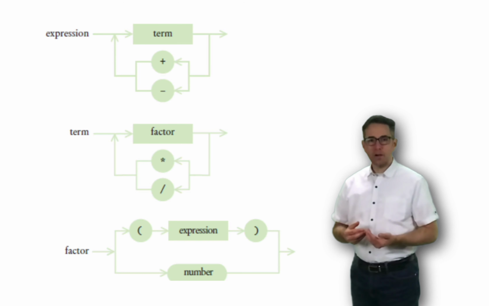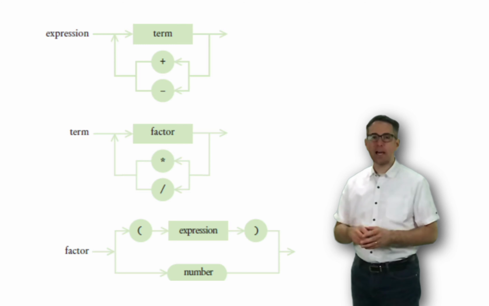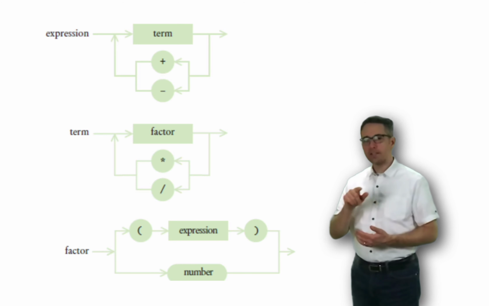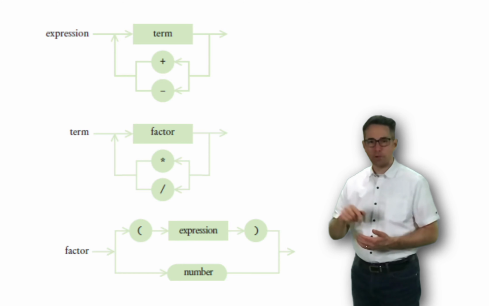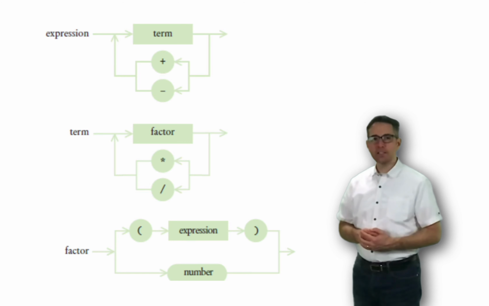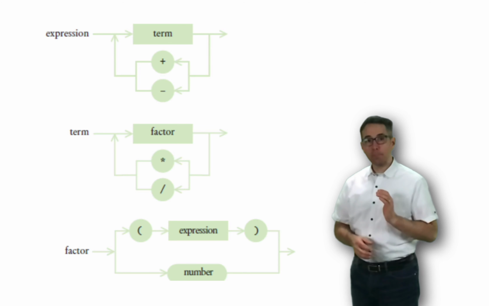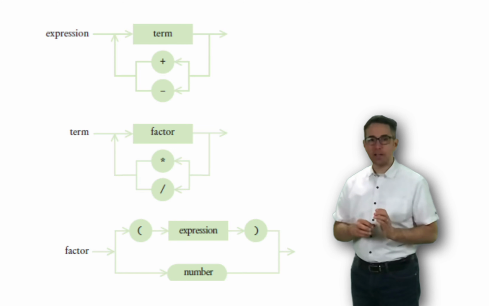Similarly, a term can only be a factor by itself, or two factors on either side of a times sign, or two factors on either side of a divided sign, or a sequence of factors that have one times or divided between each of them. Again, the only way you can get through this diagram is by following these arrows, possibly multiple times. And then finally, a factor is either going to be a number, that's our base case, or it's going to be an open parenthesis on one side of an expression and on the other side a close parenthesis.